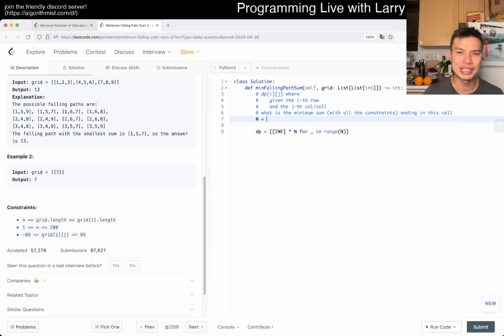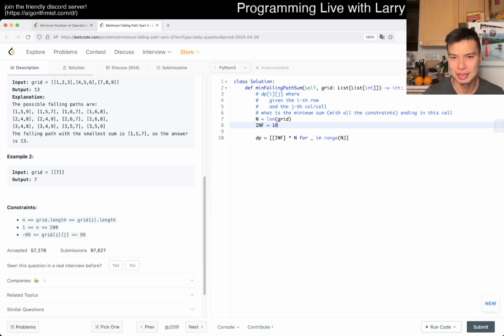Usually for grids, I like using R and C for the obvious reason of row and column, so it's harder to confuse. Otherwise, back in the day I used to confuse it a lot. But this is a square grid, so n is fine too, right? Yeah, and then infinity is you go 10 times 20.